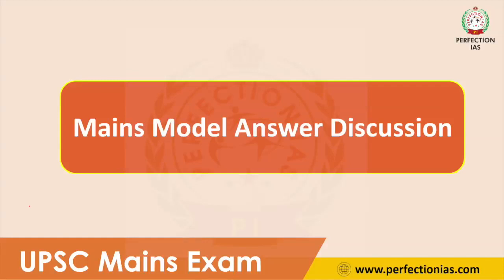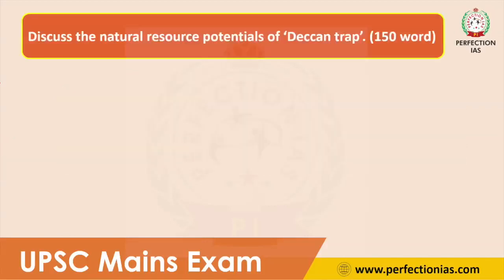In today's model answer discussion, we are going to discuss a mains model answer for the 2022 UPSC Geography question. The question for today is: discuss the natural resource potential of Deccan Trap. This question is related to Indian geography. Discuss the natural resource potential, only the natural resource potential of Deccan Trap.